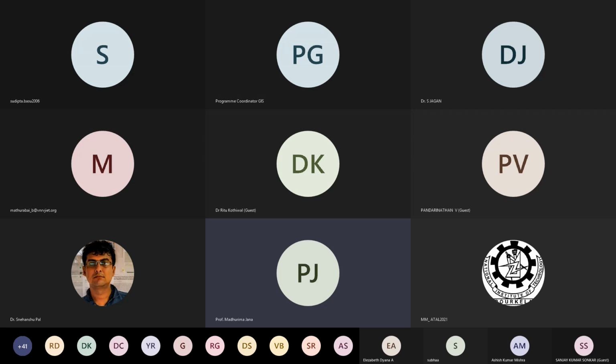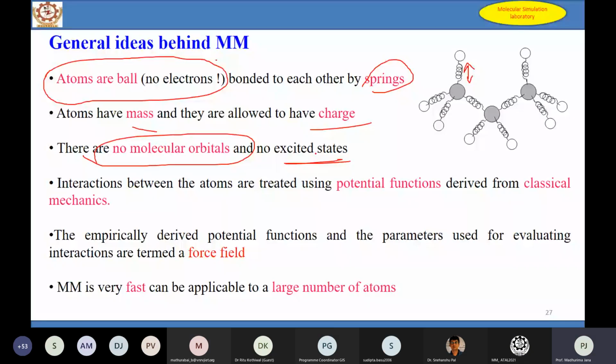The atoms are treated using the potential function, which is derived from classical mechanics. Newtonian mechanics is used here for the potential energy function. Then the empirically derived potential functions and parameters are used for the evaluation of the interactions, and that is known as a force field.